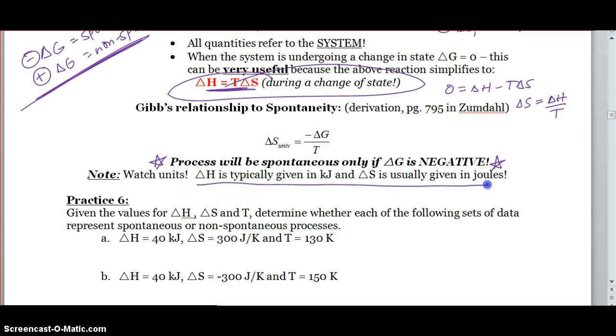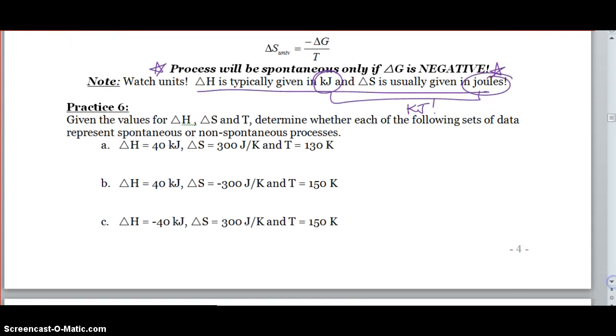And just a little tip to watch, we talked about enthalpy is usually given in kilojoules, and delta S is usually given in joules. So you want to make sure that those jive and get them both into kilojoules. All right, so practice 6, basically just plugging into a formula. They want you to figure out if it'll be spontaneous or non-spontaneous. And so we need to solve for delta G.